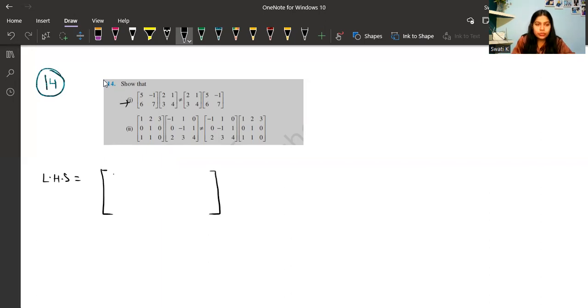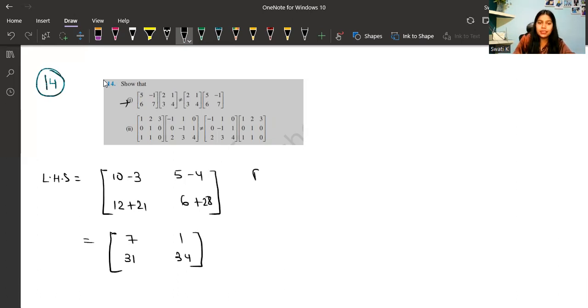So 5 times 2 is 10, and minus 1 times 3 is minus 3. Next entry, 5 times 1 is 5, minus 1 times 4 is minus 4. Next is 6 times 2 is 12, 7 times 3 is 21. Next is 6 times 1 is 6, and 7 times 4 is 28. So this is our 10 minus 3, 7, 5 minus 4, 1. This is going to be 33, and this is going to be simply 34. So this is our LHS.